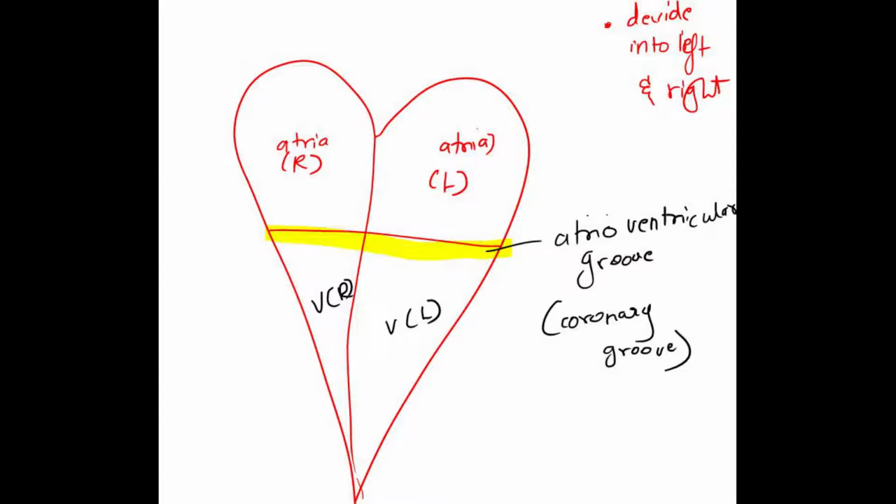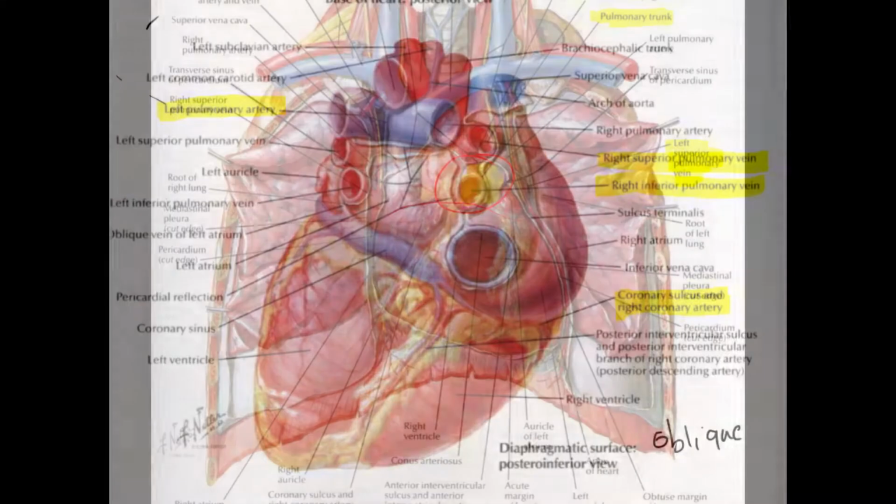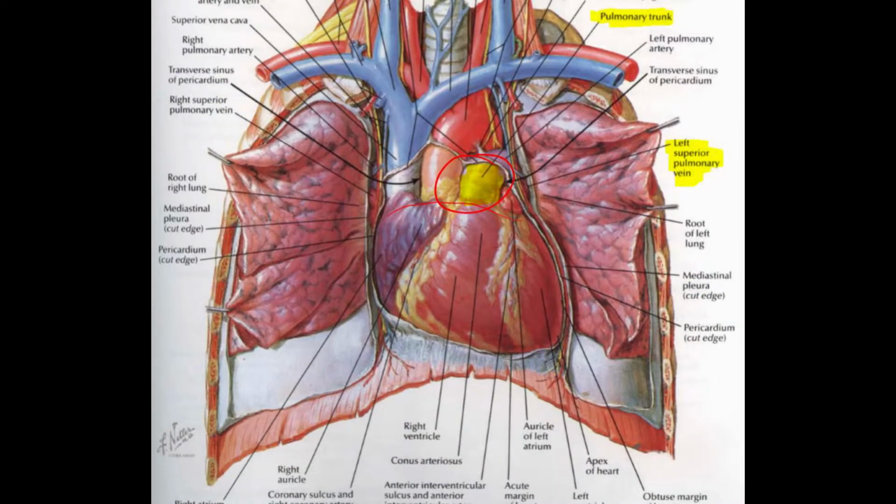And so the coronary groove is sort of strange because it descends from the sternocostal region, and because the heart is oblique in nature, the coronary groove will also be oblique in nature, and parts of it are obscured by the pulmonary trunk. Basically, the coronary groove descends in an oblique way from the base of the heart, and some parts of it are obscured by the pulmonary trunk. So that's one of the major grooves.